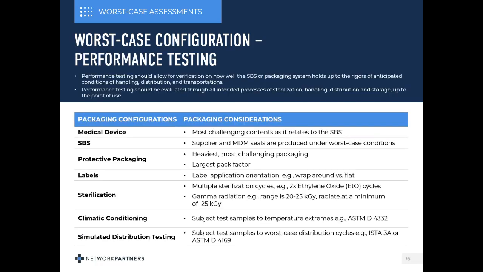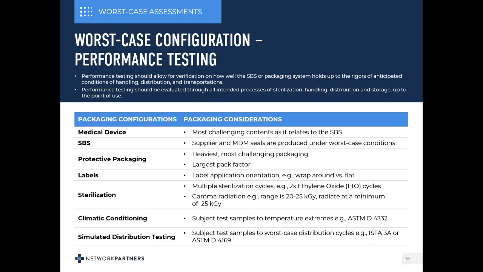Okay, worst case configuration for performance testing. So, out of ISO 11607-1, performance testing allows for verification of how well the sterile barrier system and the packaging system in totality holds up to the rigors of handling, distribution, and transportation. Performance testing is evaluated through all the intended processes of worst case sterilization. I'll get into what that looks like. Distribution and storage up into the point of use. So there's that terminology again, up into the point of use, meaning through performance and through stability testing.